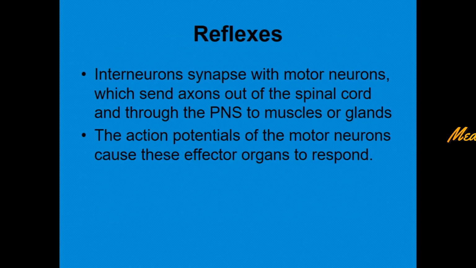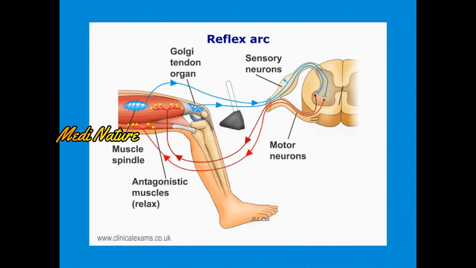These interneurons synapse with motor neurons, and the motor neurons send their axons out of the spinal cord, and then they go through the peripheral nervous system in order to reach muscles or glands. The action potentials or the impulses which go through these motor neurons can cause these effector organs, the muscles or glands, to make a response. This picture gives you an idea how a reflex arc is working.